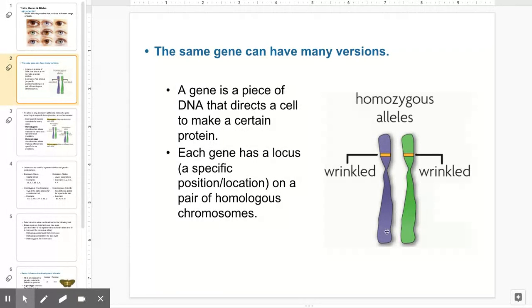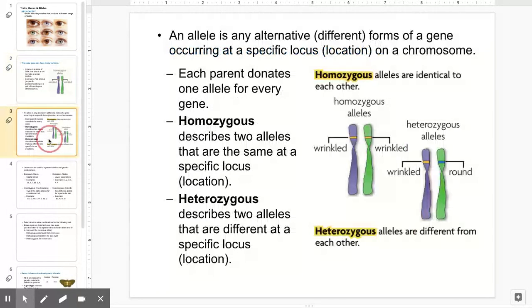So this copy of the chromosome has this copy of the gene. This chromosome has this copy of the gene. And they must have two copies of a particular gene. So they need one copy for wrinkled in this case and one other copy of the wrinkled gene.